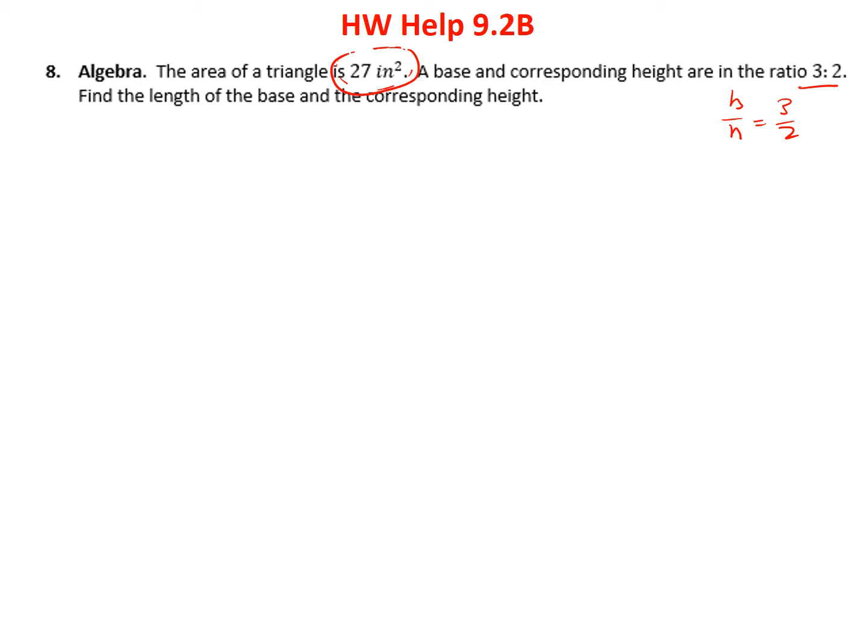Well, first of all, let's use this ratio to solve for one of the variables. I'm going to solve for the base. Notice it's the base divided by the height. So if I multiply this side by h, that would become 1, and we multiply the other side by h. So we end up with this equation: base equals 3h over 2.